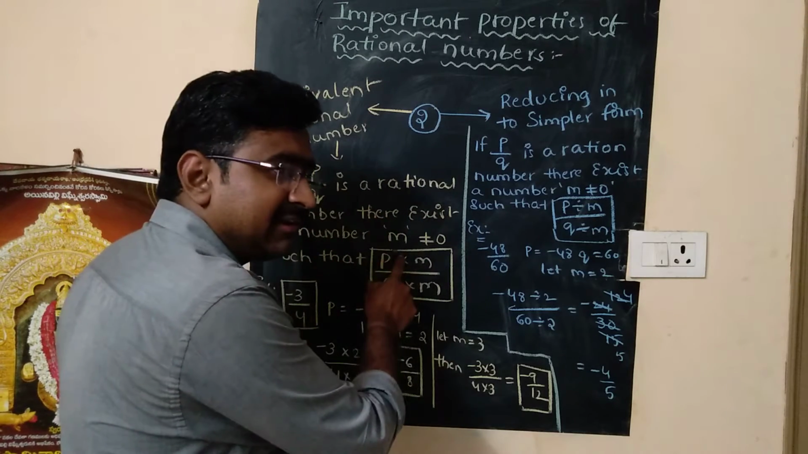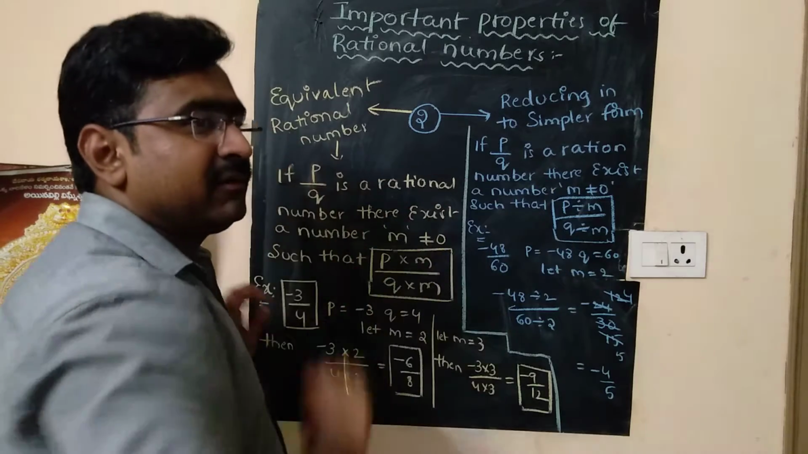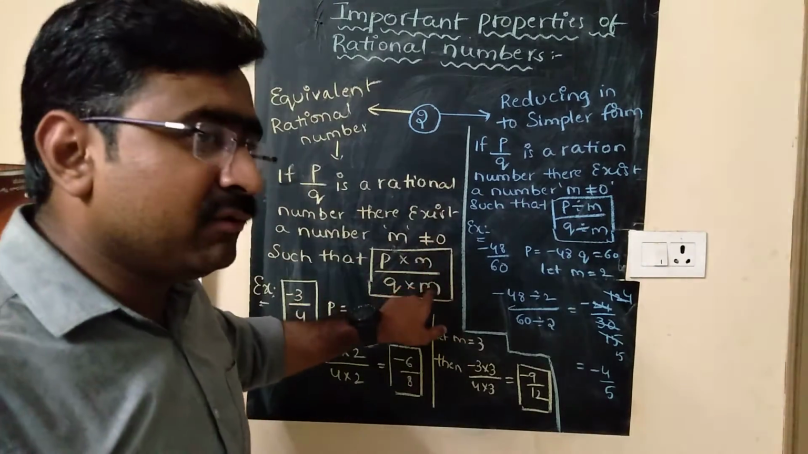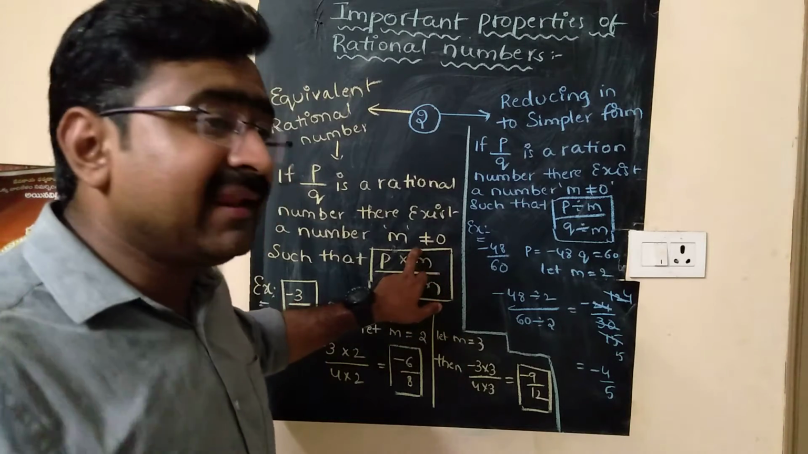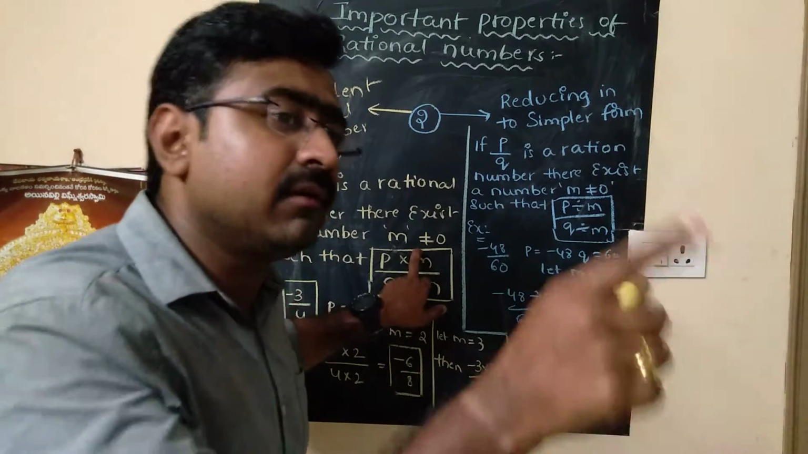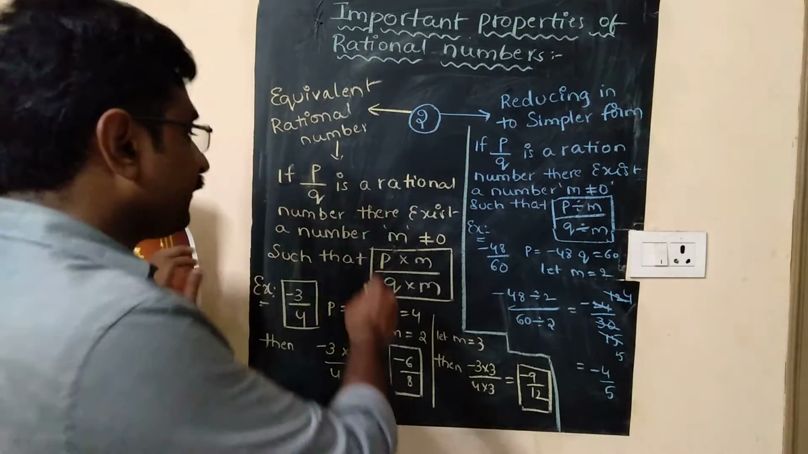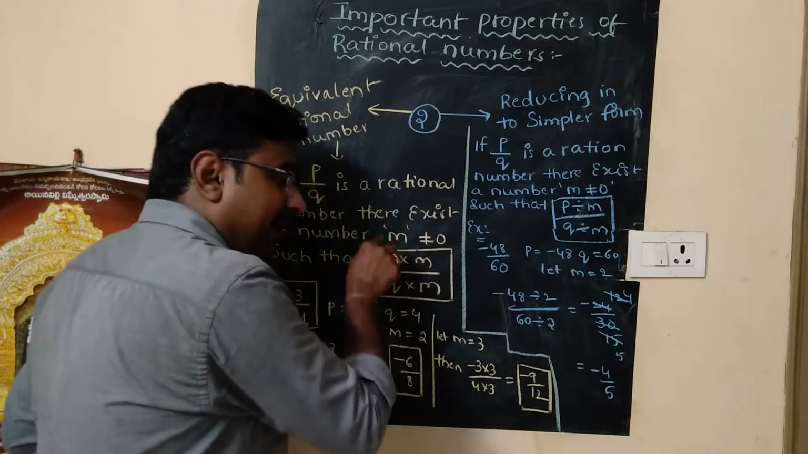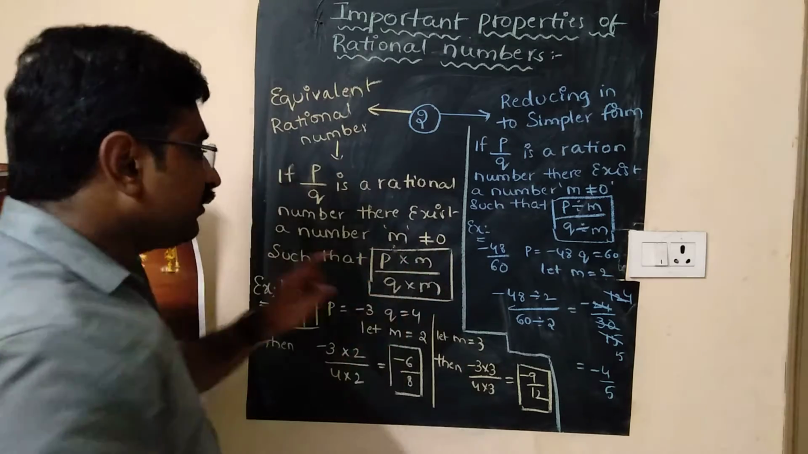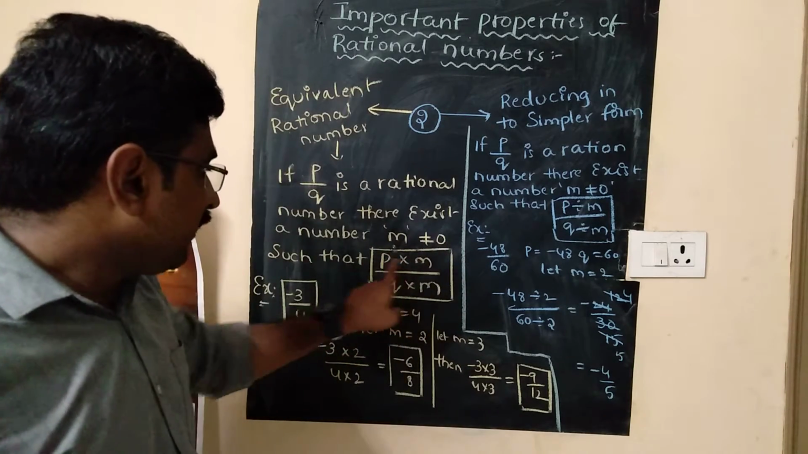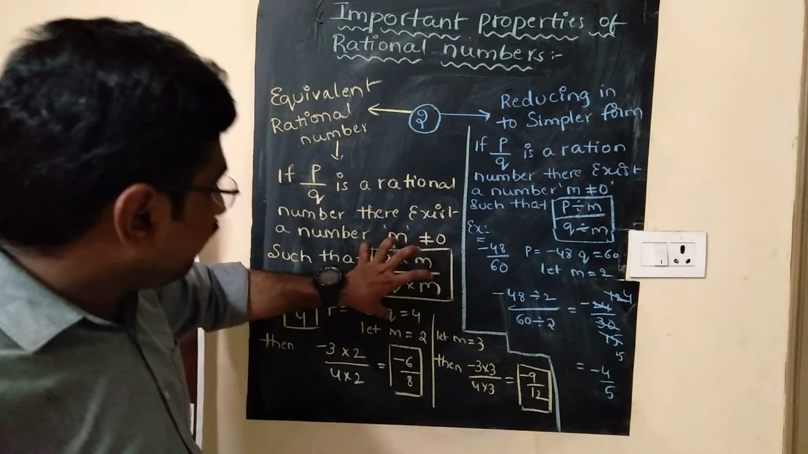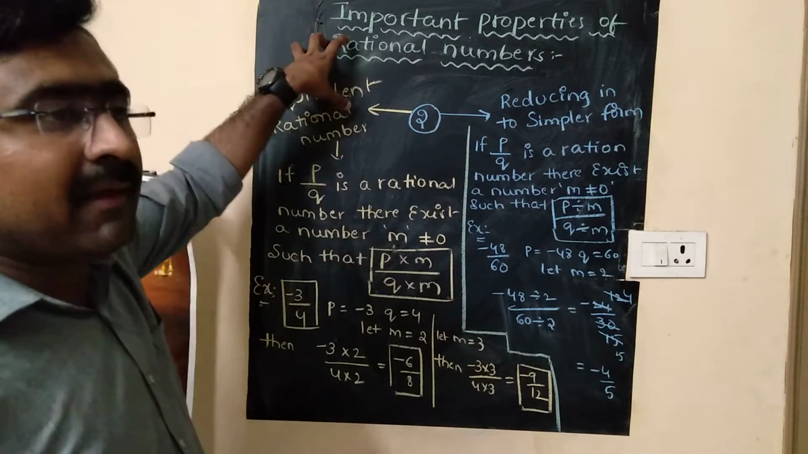And what is the condition? m should not be equal to 0. That is a non-zero integer, correct or not? If it is 0, it is a zero integer. But I have written here m should not be equal to 0, that is a non-zero integer. So there exists a number, that number is m, and that m should not be equal to 0. That m should be multiplied with the numerator and m should be multiplied with the denominator. By doing like this, we will get the equivalent rational number.